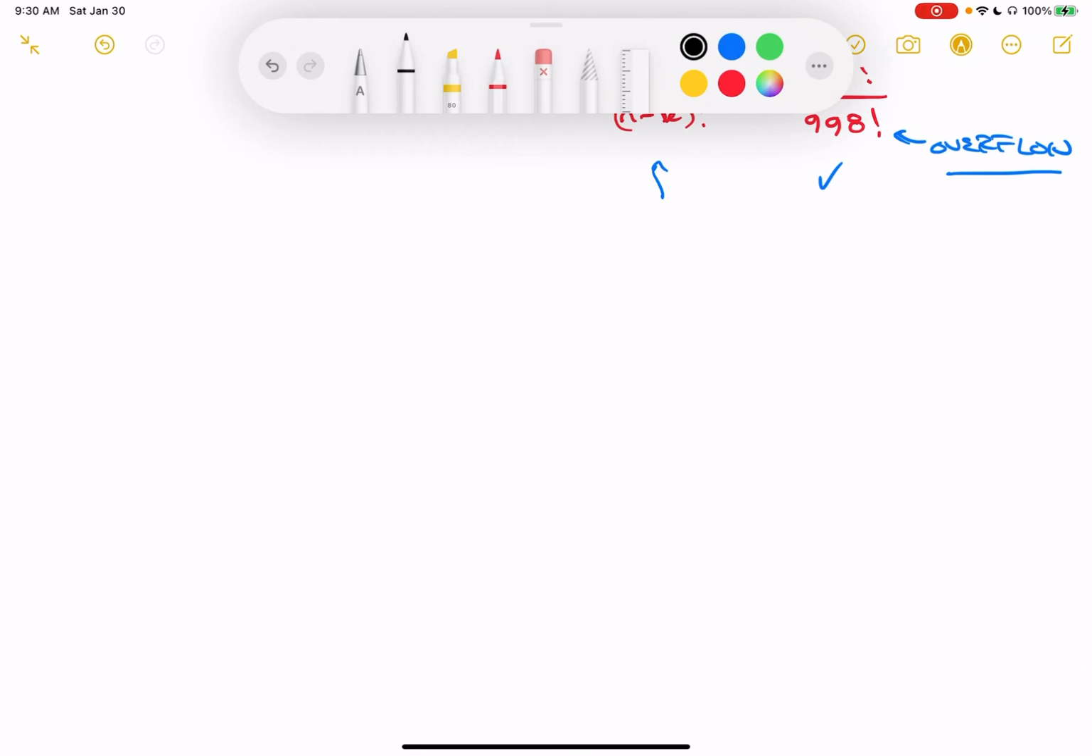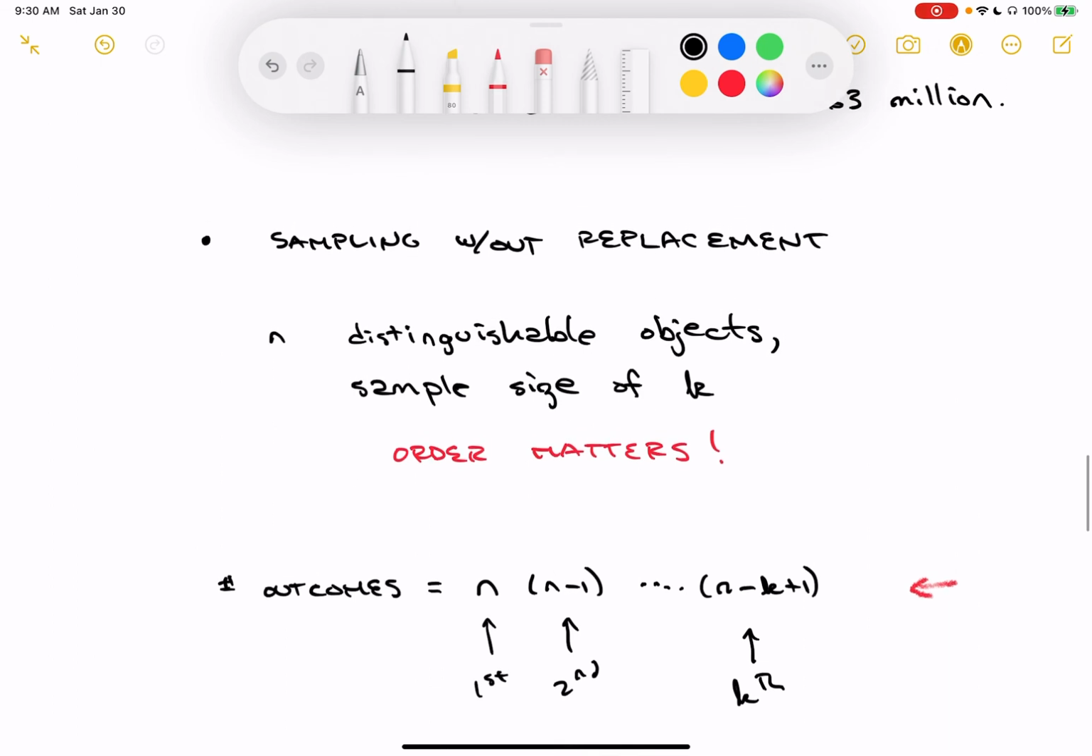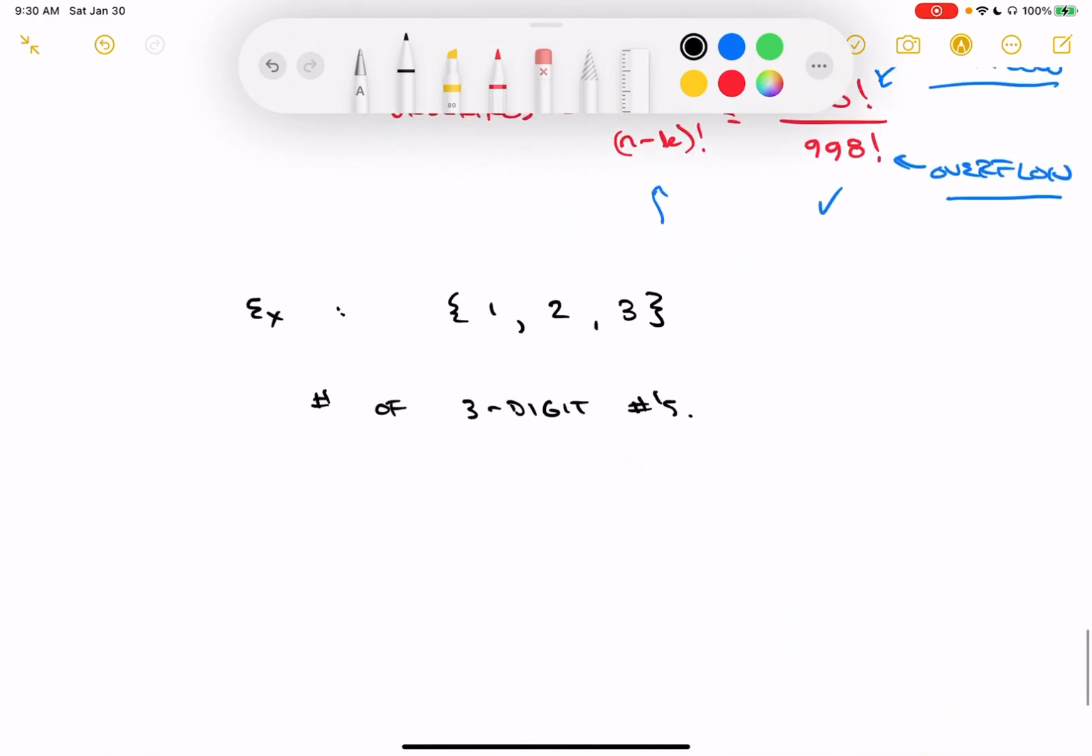Let's do a quick example of this one as well. Let's take a look at an example where I have a set of numbers: 1, 2, and 3. What I would like to know is the number of 3-digit numbers that can be drawn from this set of 3. If you go back to what we're doing, we're looking at this as a set that is non-replaceable, so it's sampling without replacement. I've got n distinguishable objects, 3 of them: 1, 2, and 3. And my sample size here is also 3, so k is equal to 3.